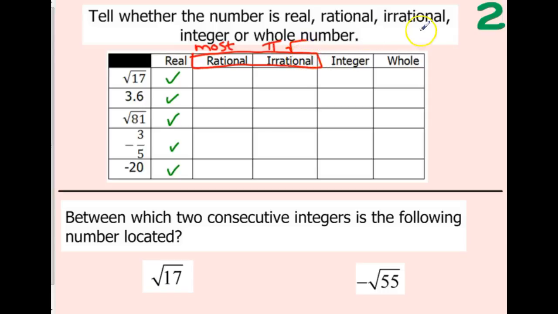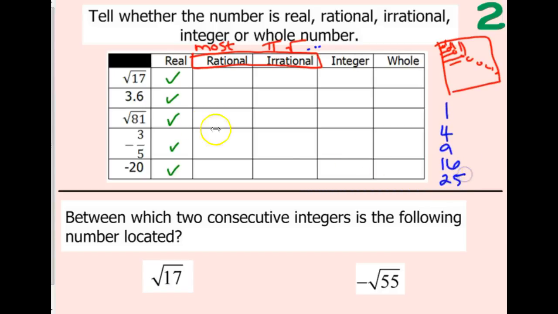So our perfect squares are the ones that we highlighted on our multiplication table that went in a diagonal, like 1 times 1, 2 times 2, 3 times 3, 4 times 4, 5 times 5. Okay? Those are the only ones that are going to be rational square roots. So square root of 17. If we looked at our list, 1 times 1 is 1, 2 times 2 is 4, 3 times 3 is 9, 4 times 4 is 16, 5 times 5 is 25.